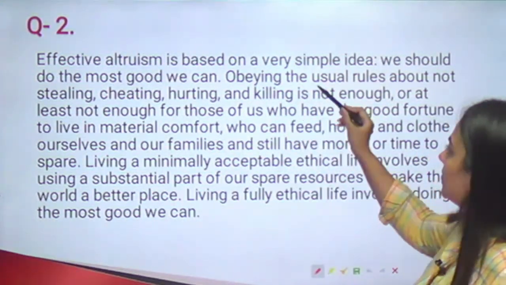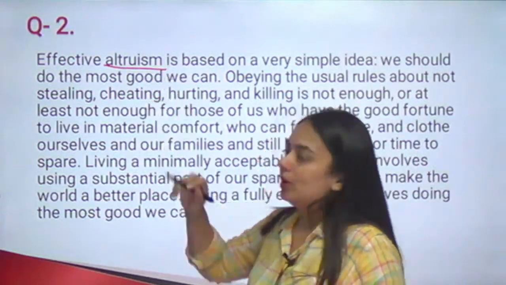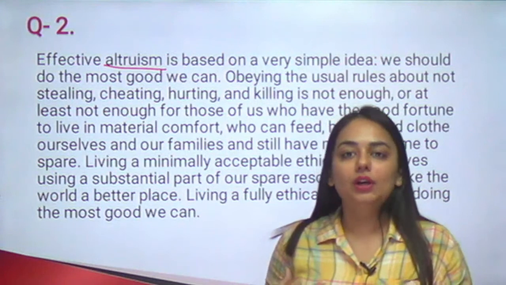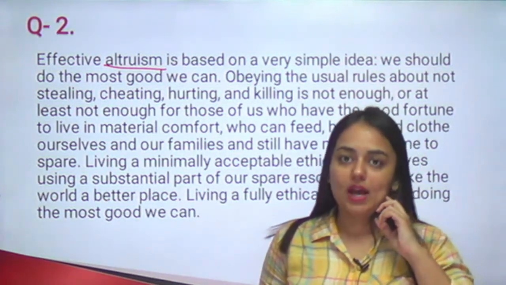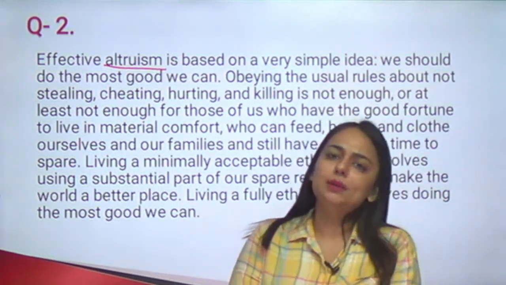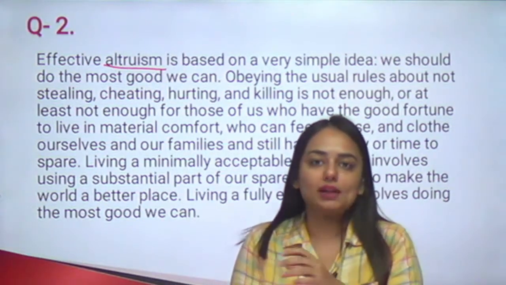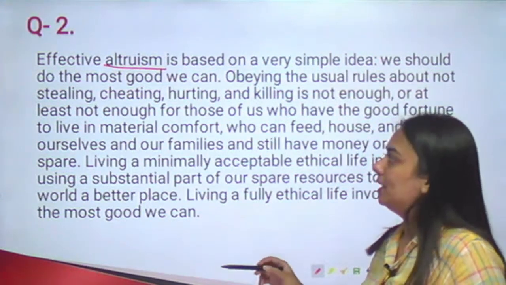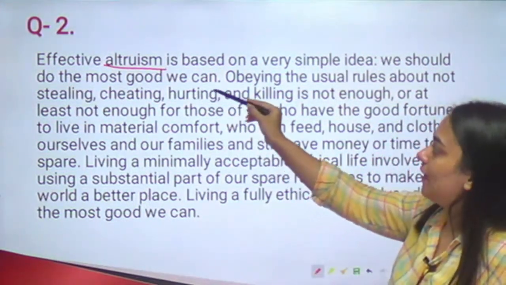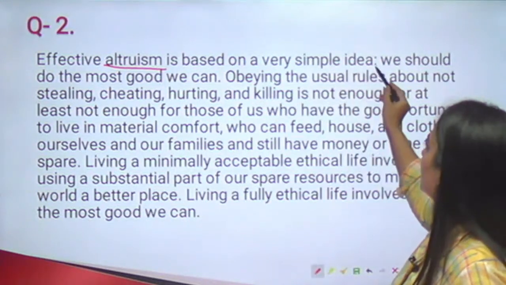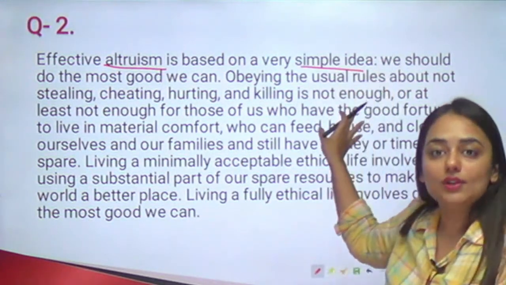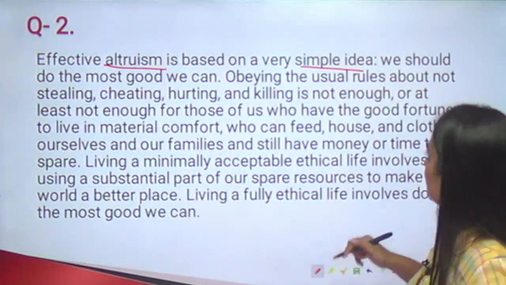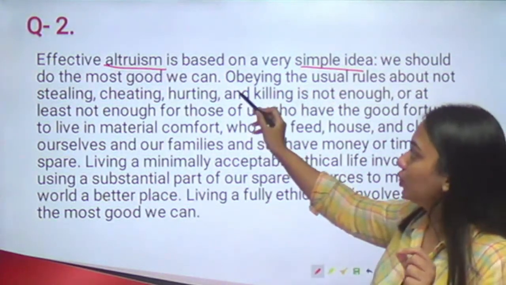Effective altruism is based. Altruism is when you're benevolent, when you try to help other people, the general, you can say, helping towards the community or people or to anyone and everyone, irrespective of the caste, creed or anything. So benevolence, you can say, helping people, reaching out. So effective altruism is based on a very simple idea. Now these are author's words. You have to focus on the paragraph. What idea is he talking about here? We should do the most good we can.